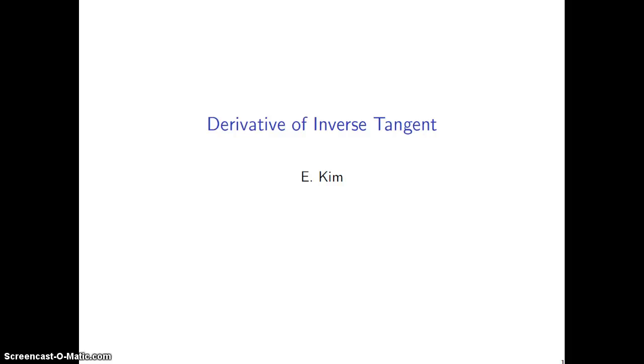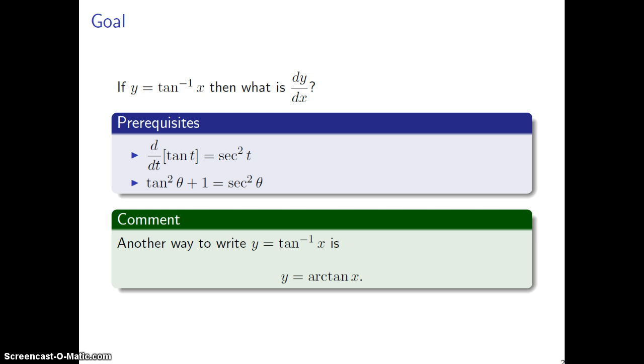In this video, we're going to find out what the derivative of inverse tangent is. Now, hopefully you've seen the ones for inverse sine and inverse cosine. This one's actually a lot more pleasant. So here the question we're going to answer is, if y is equal to tangent inverse of x, then what's the derivative? You're going to need the derivative of tangent is secant squared, right? The derivative of tangent of t with respect to t is secant squared of t.